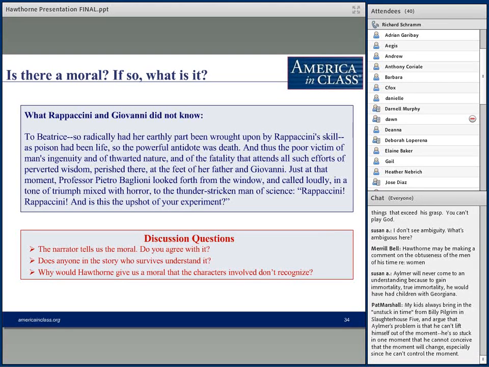Pat Marshall writes, my kids always bring in the unstuck in time from Billy Pilgrim in Slaughterhouse 5 and argue that Aylmer's problem is that he can't lift himself out of the moment. So he's stuck in one moment, and he cannot conceive that the moment will change, especially since he can't control that moment. Ah, well, there you go. Yeah, a wonderful contrast.